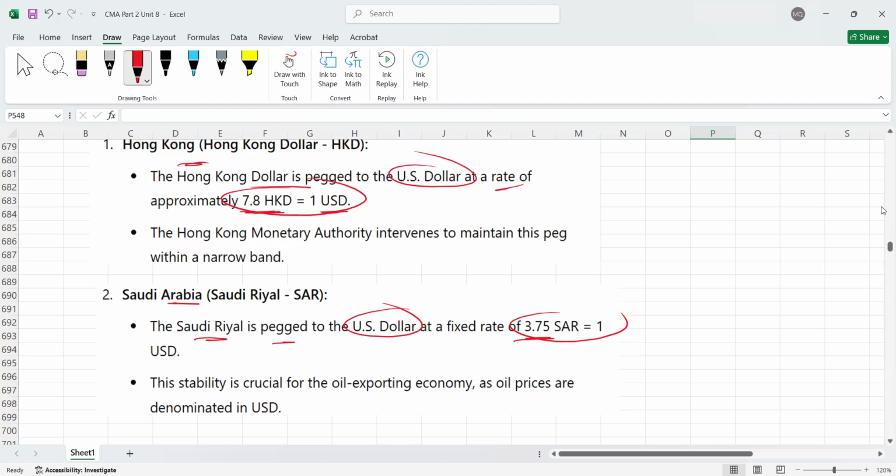So I told you four exchange rate systems. The first one was the fixed exchange rate, then freely floating, then managed float, and then we have the pegged system.